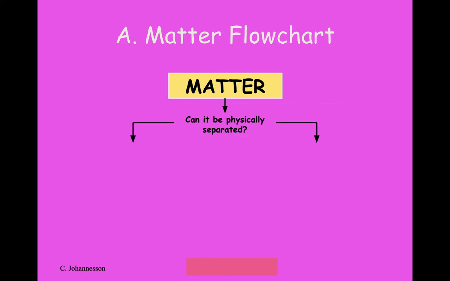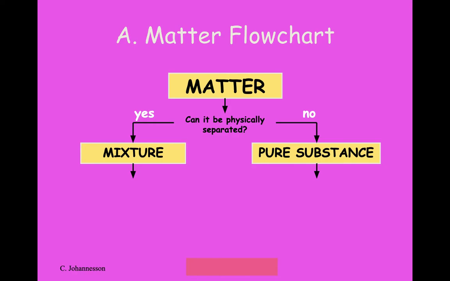So matter, when you're talking about the different parts of matter, you want to ask yourself if something can be physically separated. So can you physically sit there and pick out the apples from the oranges? If you have trail mix, can you pick out all the chocolate candies or the pretzel pieces? If it can be physically separated, it is called a mixture. If it cannot be physically separated, it is called a pure substance. So mixtures can be physically separated, pure substances cannot.